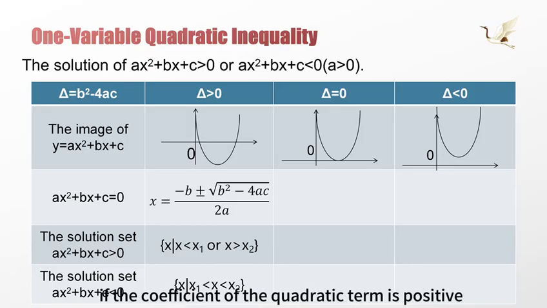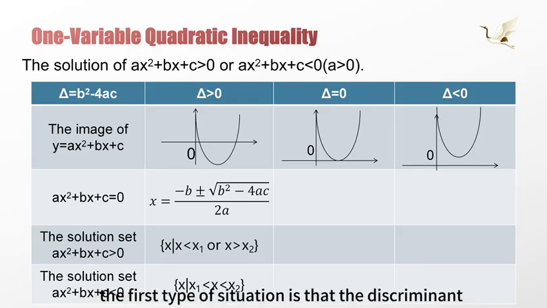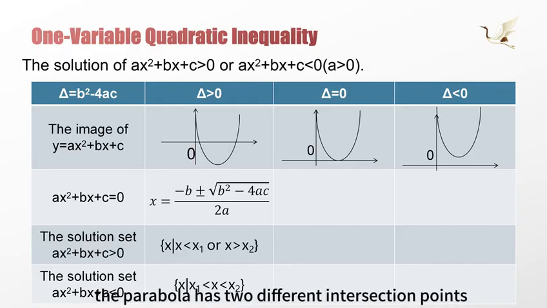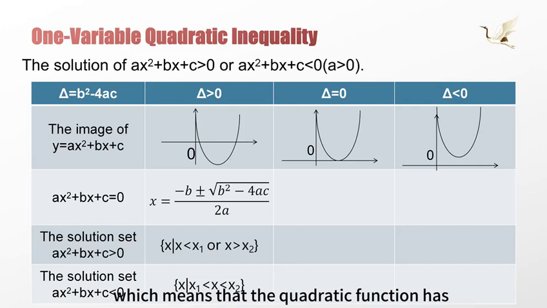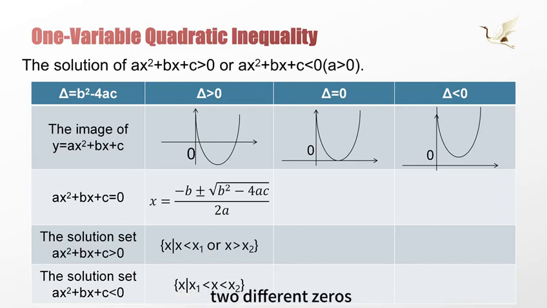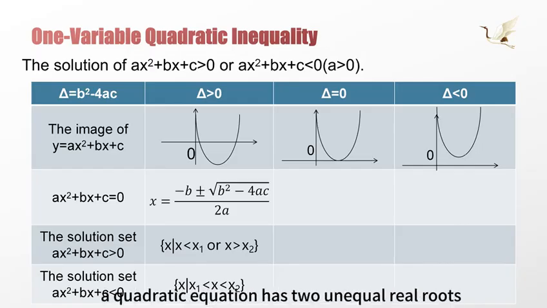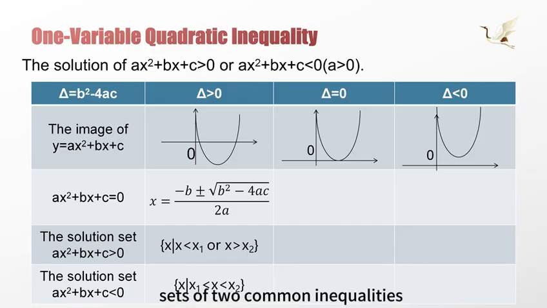Firstly, if the coefficient of the quadratic term is positive, then the corresponding parabola opens upward. The first type of situation is that the discriminant is greater than 0. Please see that the parabola has two different intersection points with the horizontal axis, which means that the quadratic function has two different zeros. When the discriminant is greater than 0, a quadratic equation has two unequal real roots. Of course, we need to focus on the solution sets of two common inequalities.